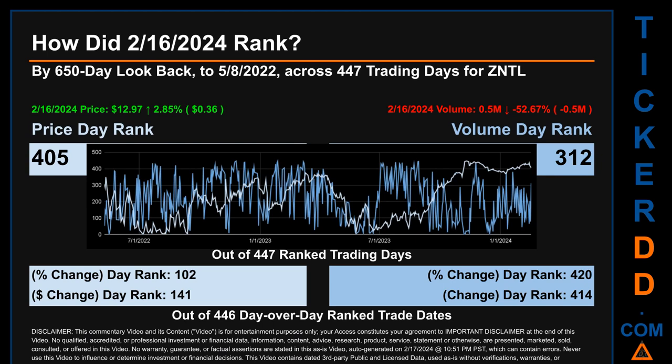The price's day-over-day percentage change, jumping 2.85% on February 16, 2024, had a day rank of 102 while its dollar difference of 36 cents had a rank of 141 when compared day over day across 446 trading days. Volume's percentage change and difference were ranked respectively at 420 and 414.